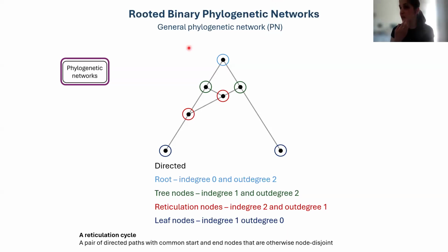Now, another definition I'm going to use is that of a reticulation cycle, which is a pair of directed paths with a common start and common end, but otherwise which are disjoint. So, for example, this is a reticulation cycle. So we have the start and the end, and these two pathways are otherwise disjoint.